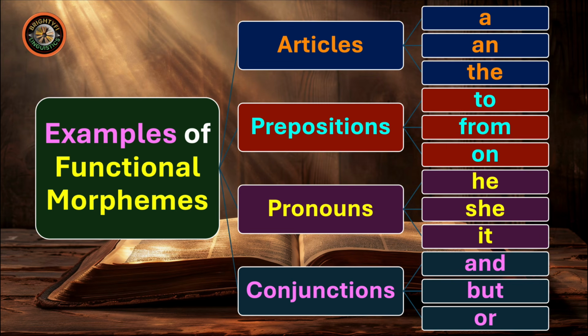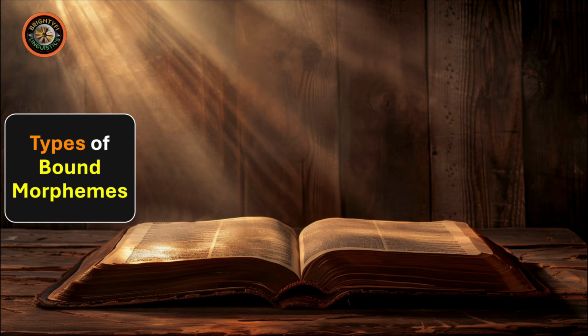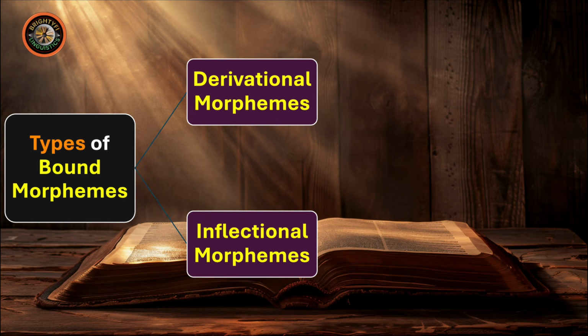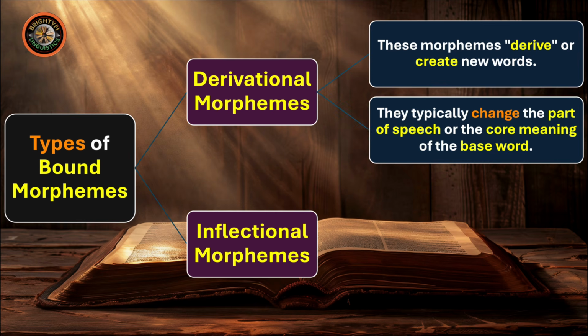Now let's move on to the next, that is to say, types of bound morphemes. What are they? We have derivational morphemes, and then we have inflectional morphemes. Now, these morphemes derive or create new words. That's why we call them derivational morphemes. What do they convey? They typically change the part of speech or the core meaning of the base word. That is the definition of derivational morphemes.